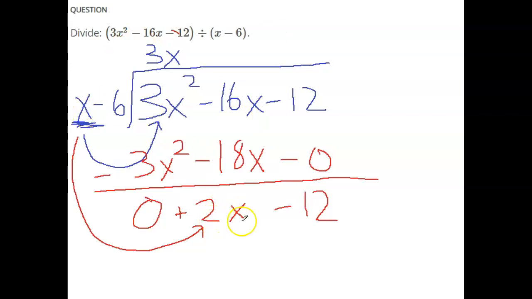So x times what gives me 2x? Think about the number parts. There's a 1 here. So 1 times what is 2? The answer is 2. So I want a 2. And then my variable is 1.